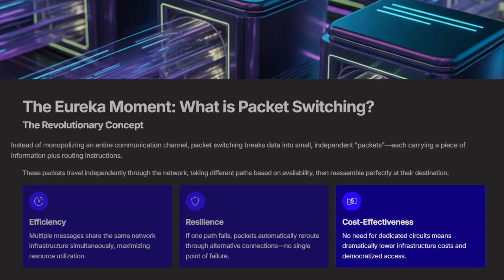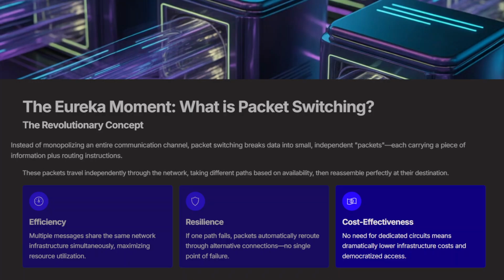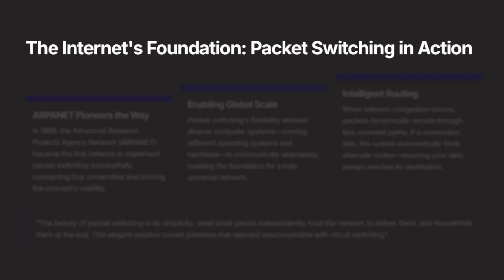Makes sense. And the third benefit, the one that really impacts us all every day: cost effectiveness. Dramatically lower costs. When you don't need dedicated, expensive lines tied up for single users, the whole economic model changes. And that's what opened the floodgates. That's what democratized access. It made the internet affordable for universities, then businesses, then eventually, well, everyone. It's the engine behind that easy digital lifestyle.